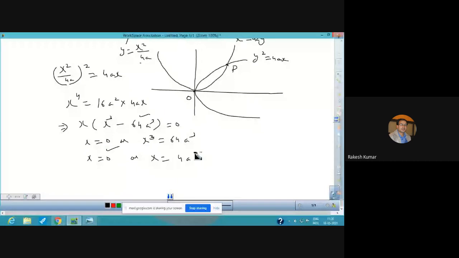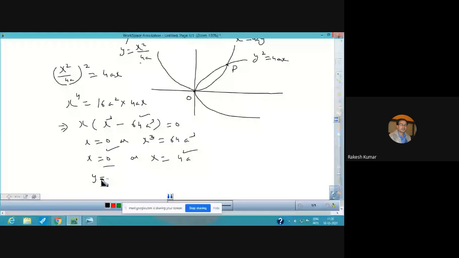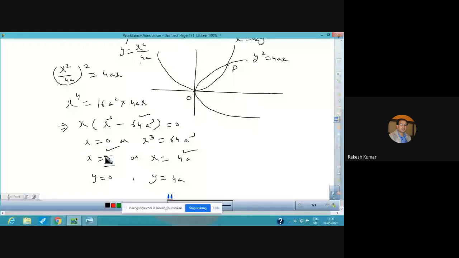When x is 0, put it here, and you will have y is 0. And when x is equal to 4a, you can put it here and y comes out to be 4a. So the points of intersection are (0, 0) and (4a, 4a). These are the coordinates of point P.